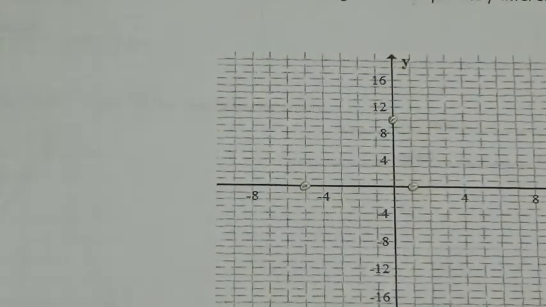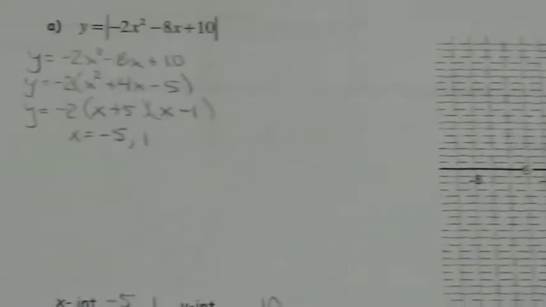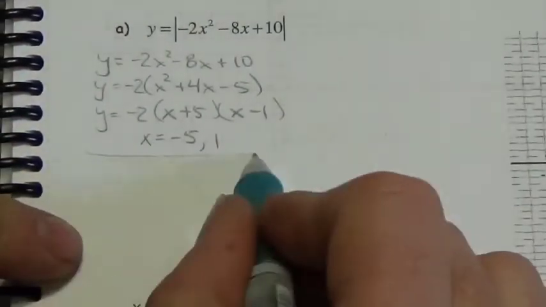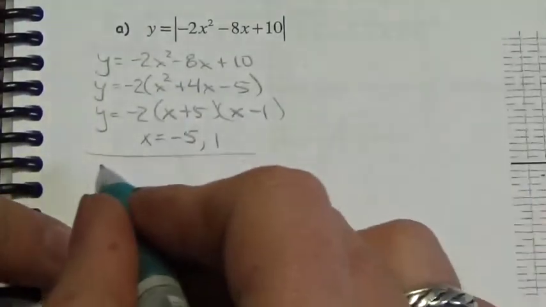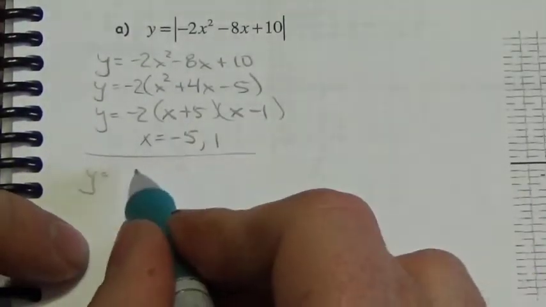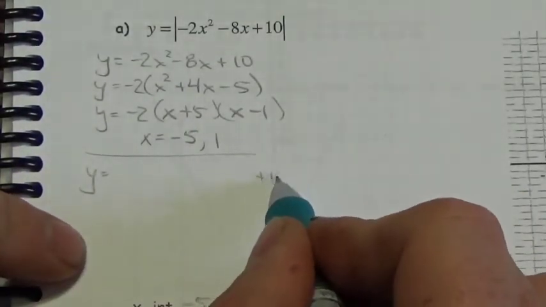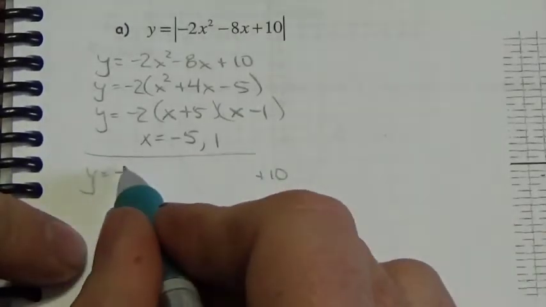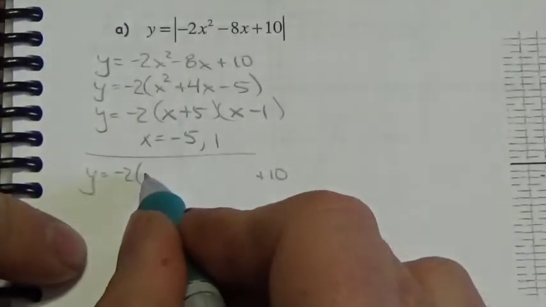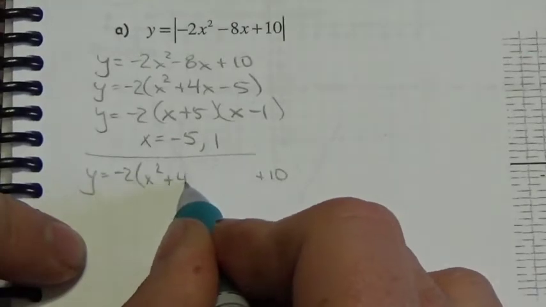Now the part that I'm missing is my vertex. So I'm going to convert this into vertex form. First of all, I'm going to move that +10 way out of the way, and then I'm going to take -2 out of the first two terms. So it's going to be x squared plus 4x.